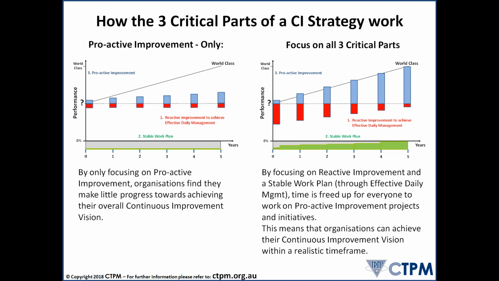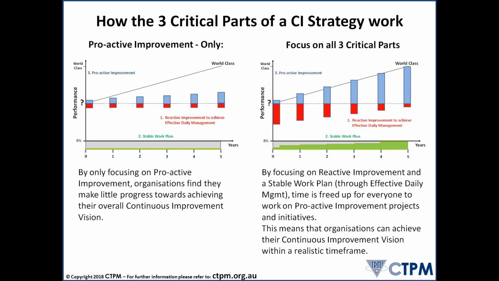Third one, same again, we're kind of hitting a bit of a status quo instead of impact. And that is simply because we're not freeing up enough time to focus on that area because we're not using our reactive improvement or our stable work plan. So by only focusing on proactive improvement, you will not reach your goal of world-class performance. However, if we focus on all 3 in our next graph and we prioritize effective daily management and reactive improvement first, we slowly free up time, which then allows us to focus on the big pieces. And I'll show you a graph in a moment into how that actually works.